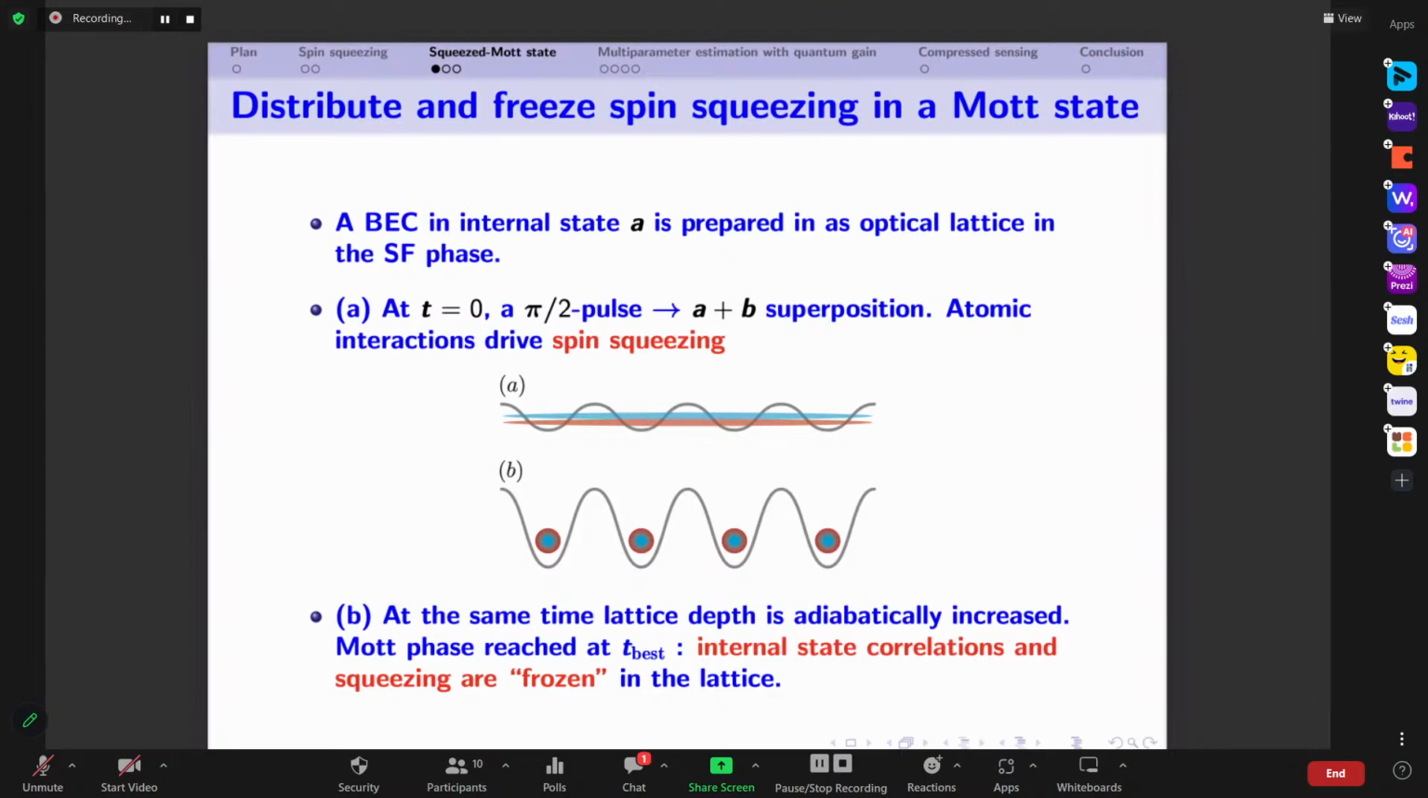But at the same time, we ramp the lattice adiabatically. And at some point, we cross the Mott transition. That is, we end up with one atom per site, so there is not any more squeezing dynamics, but the correlations among the internal states of the atoms are preserved. And so I end up with what we call a squeezed Mott state. There is no condensate anymore. We broke up the condensate, but we kept the correlations which were built up when the system was in the superfluid phase, when every atom was speaking to every atom.